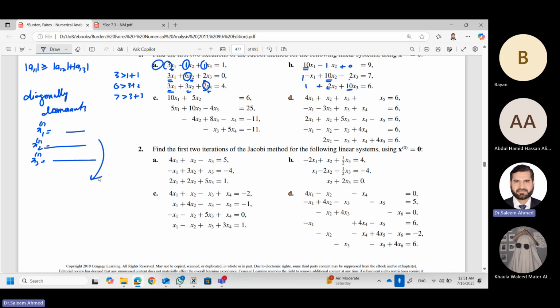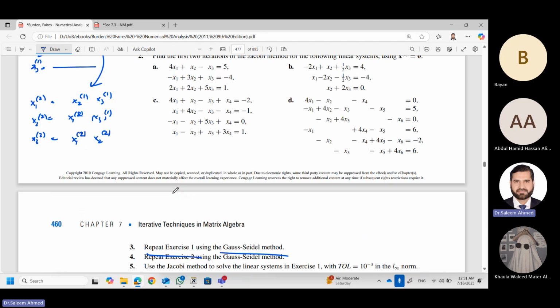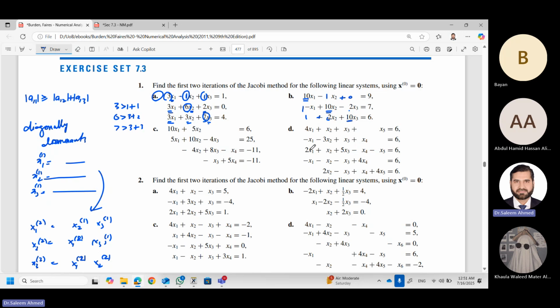When you are done with the first iteration, then write the second one, x1 2, x2 2, x3 2. And 1, 1, 1 will be here. x2 1, x3 1, x1 1, x3 1, like that, okay? And x1 1, x2 1. 1 comes here, 2 goes there. But if you are doing Gauss-Seidel, then this is 1, this is 2, this is 2, this is 2. Right? Below the diagonal, it will become 2. That's the only difference.